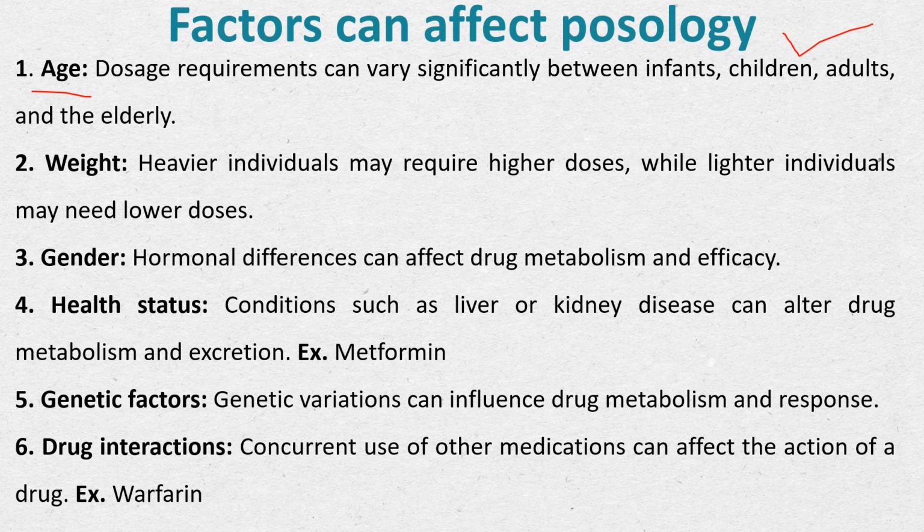Next is weight. Heavier individuals may require higher dosages while lighter individuals may need lower dosages. Next is gender. Hormonal differences can affect drug metabolism and efficacy of the medicines. Next is health status. Conditions such as liver or kidney diseases can affect the drug metabolism and excretion of the drug. For example, let's see metformin.